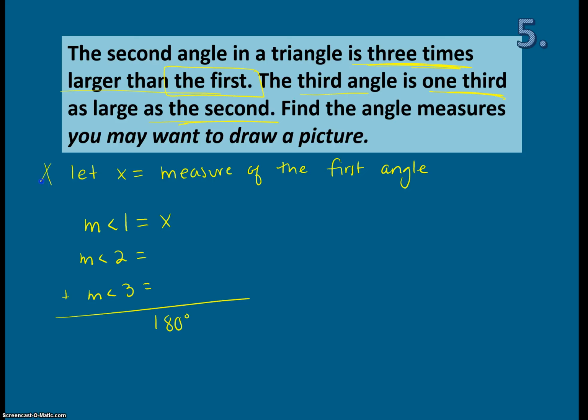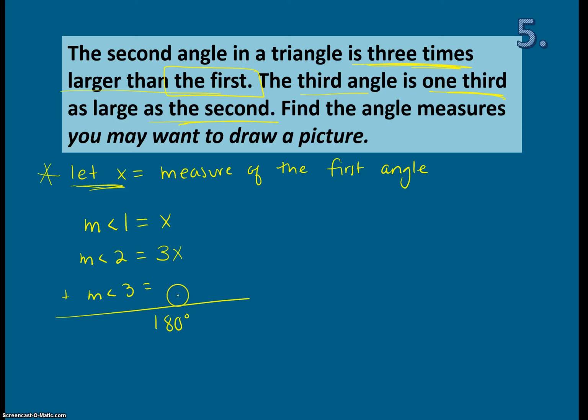So I started by defining a variable. I picked a letter x to be the first angle. So I let the measure of angle 1 equal x degrees. Now it says the second angle is 3 times larger than the first. Well, how do I write 3 times the first? 3 times x. So I write 3 times x.